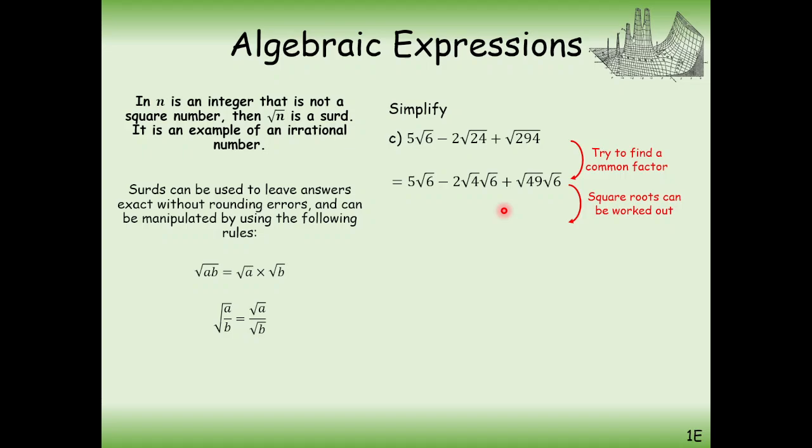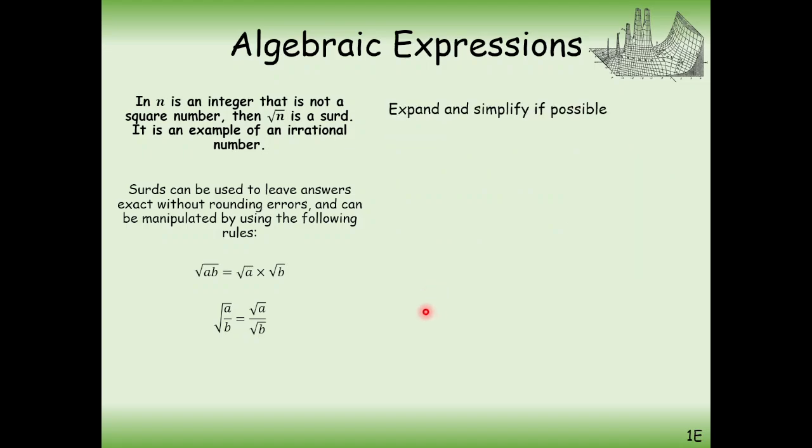We can make it as root 6 here. This root 4 we can make it as 2. Root 49 we can make it as 7. So like that we can expand it. Again we have root 6 is there. Root 6 will be the common term. So we are just putting 5 minus 6 plus 7, we are having 8. So this will be the answer.